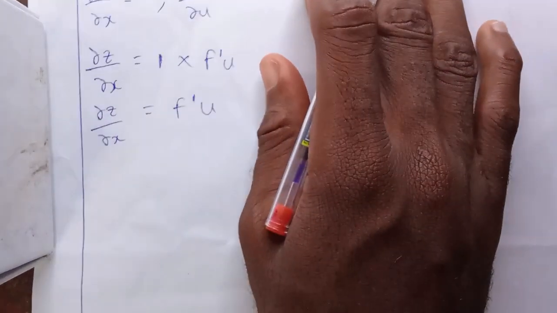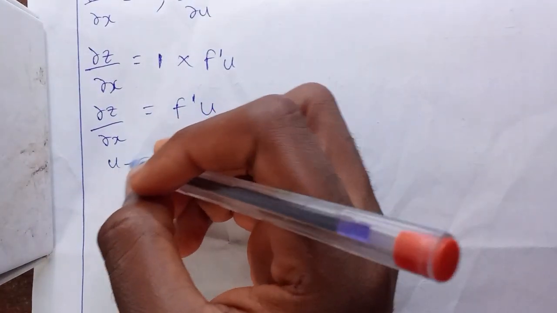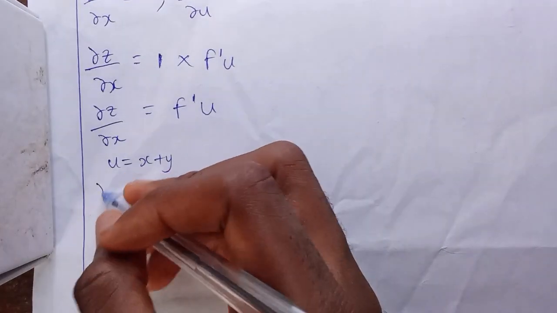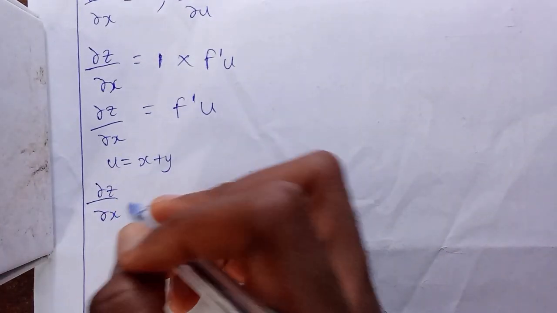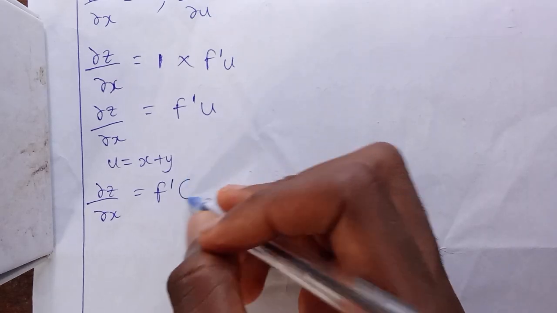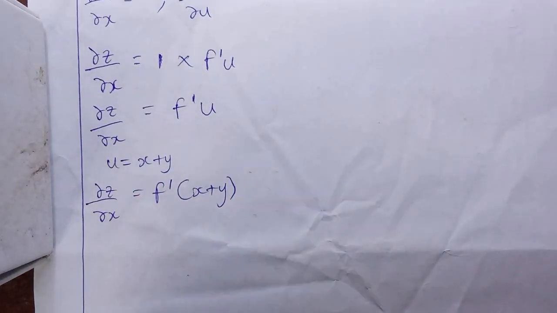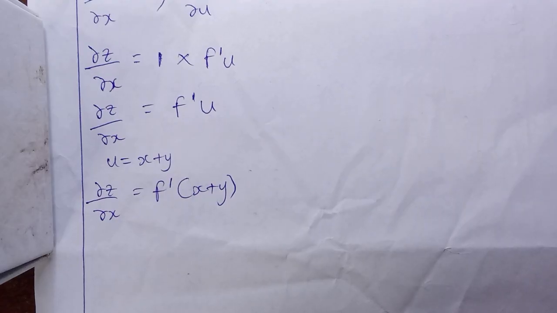And remember, our u equals x plus y. So therefore, our partial of z with respect to x will give us f prime of the bracket x plus y. Now we found our partial of z with respect to x. We just differentiated partially with respect to x using our chain rule.